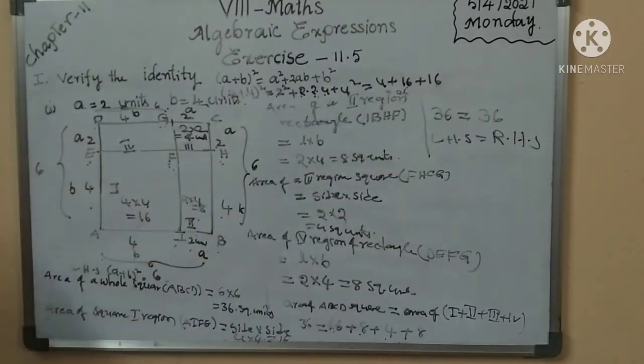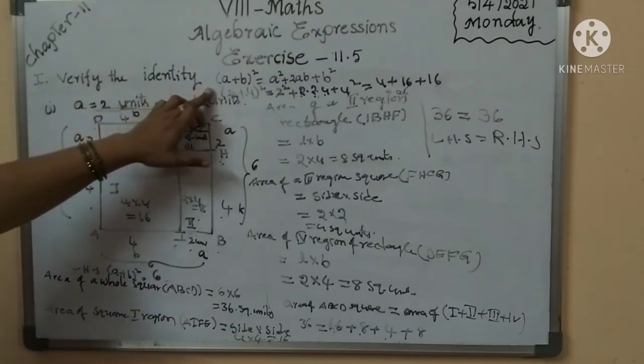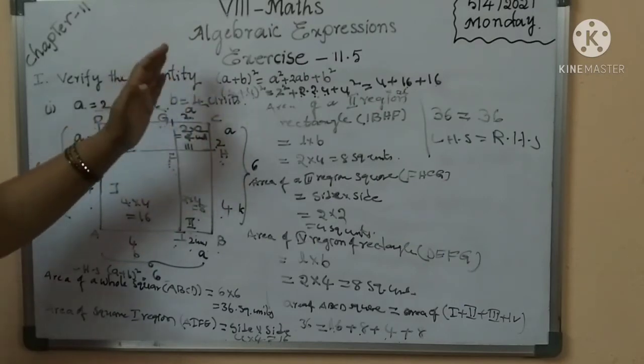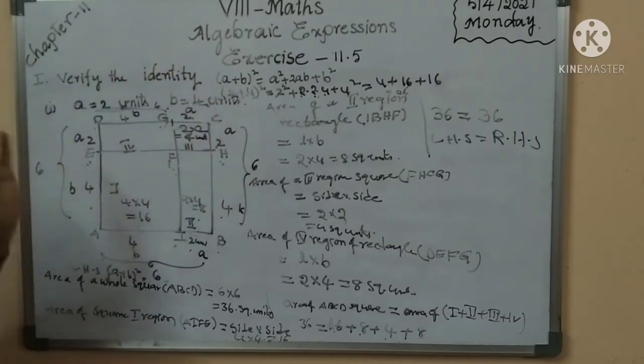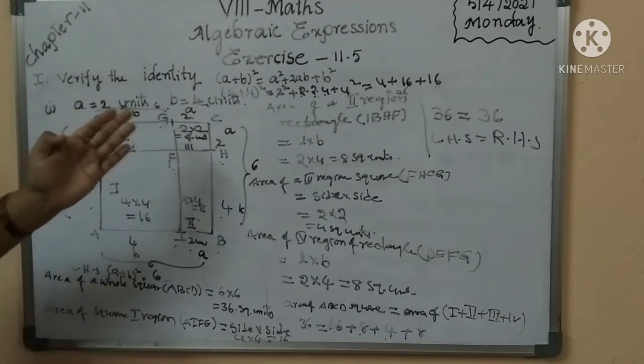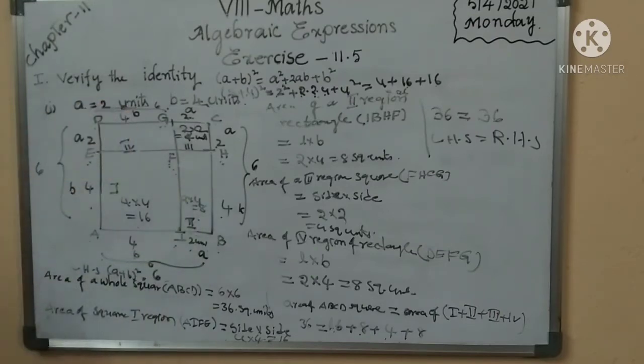It is a direct method. So it is not a verification by the geometrical method. It is just using the values of a and b, the implementation of (a plus b) whole square equal to a square plus 2ab plus b square. But the geometrical method is different. Okay children, I hope you understood this problem.